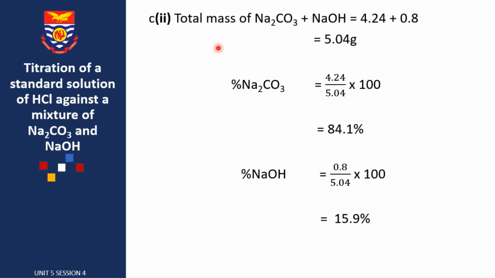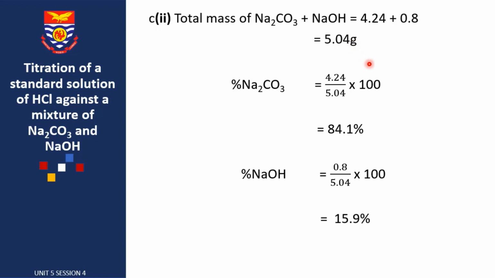We have to find the percentage composition, but to do that, we will need the total mass so that we can work it out. The total mass is the mass of the sodium carbonate plus that of the sodium hydroxide, and we have 5.04. So this becomes our total.